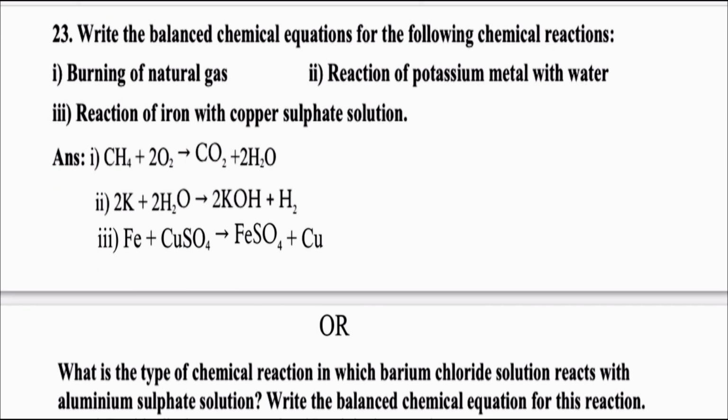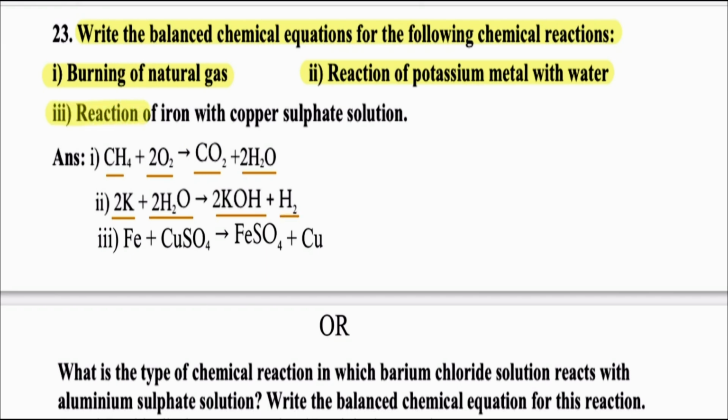23rd question. Write the balanced chemical equations for the following chemical reactions. 1. Burning of natural gas. Here is the chemical reaction for burning of natural gas. CH4, which is methane, plus O2 gives us CO2, carbon dioxide, and water. Next, second, reaction of potassium metal with water. This is the second reaction. Potassium plus water gives us KOH plus H2 liberated, means hydrogen gas liberated.